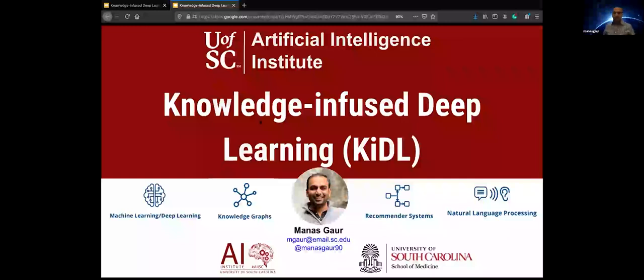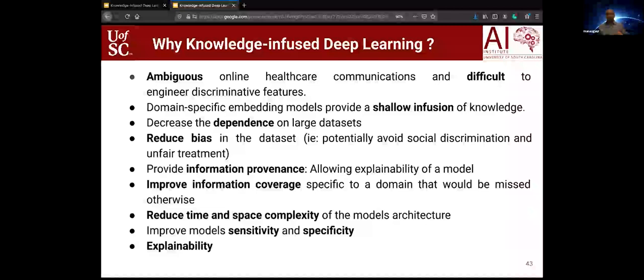But before we move on, we wanted to know why we wanted to go after knowledge infused deep learning. First of all, in my extensive survey of the web, you can see online healthcare communications, maybe in Reddit, Twitter, or if you are not aware, you can look at TalkLife. TalkLife actually uses some of our work in tagging some of the users on mental health related communications. So we know that ambiguity is one of the major concerns, and we have seen that embedding models have provided some shallow infusion of knowledge.